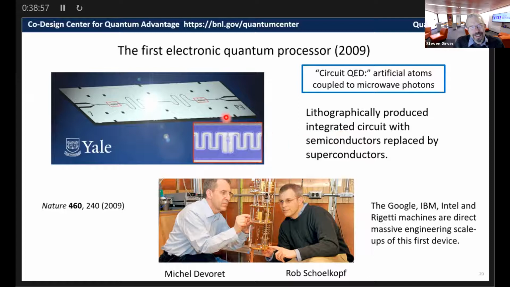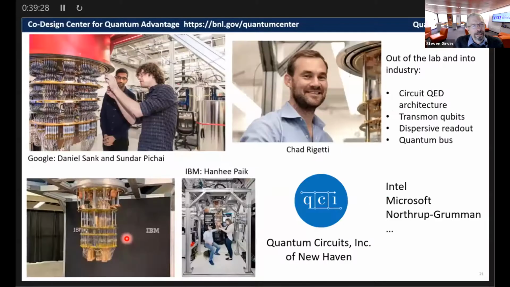But we replace the semiconductors by superconductors, metals that lose all electrical resistance when you cool them down near absolute zero. And so all of the machines you've been hearing about, the Google quantum supremacy machine, the IBM Q machine, Intel, Rigetti, these are all direct, very massive engineering scale-ups of this first device built here at Yale just over a decade ago.